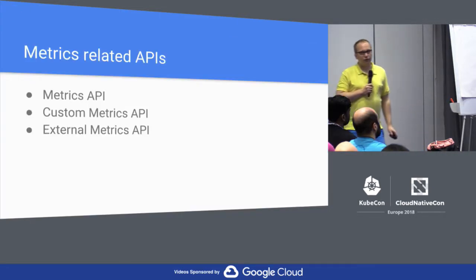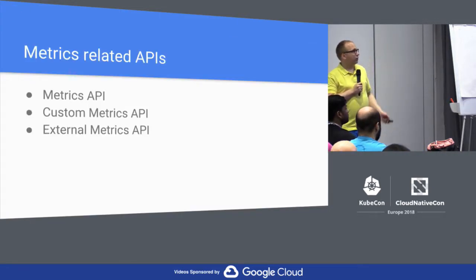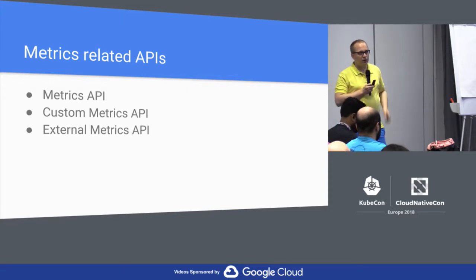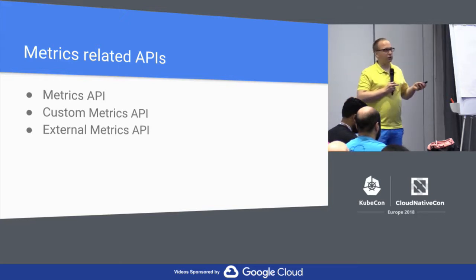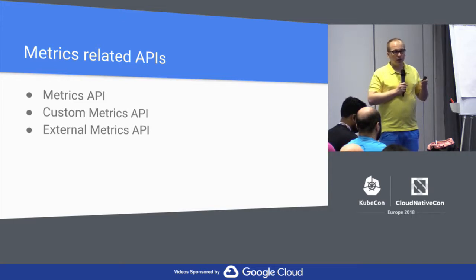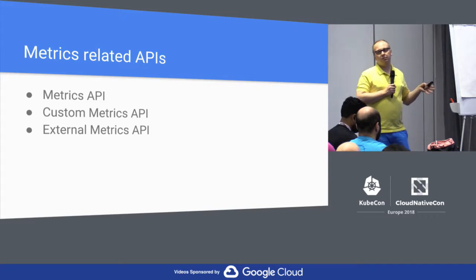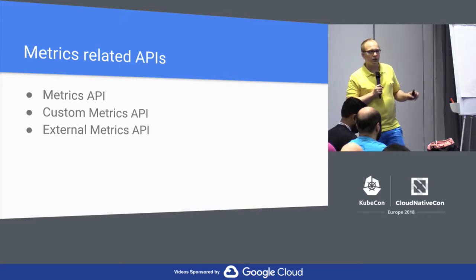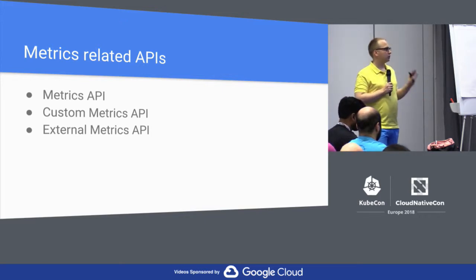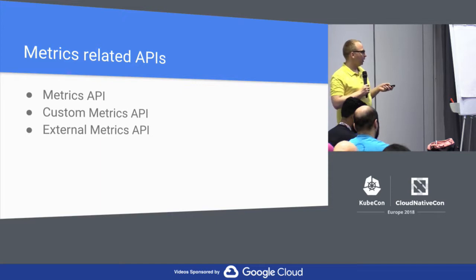So basically there are three metrics related APIs. One is metrics API, the one that metric server implements. So this is basically basic resource usage metrics, like CPU, memory, disk usage from the latest point in time. So there is no history, no application level metrics, no sophisticated system level metrics, just resource usage. This is there out of the box.